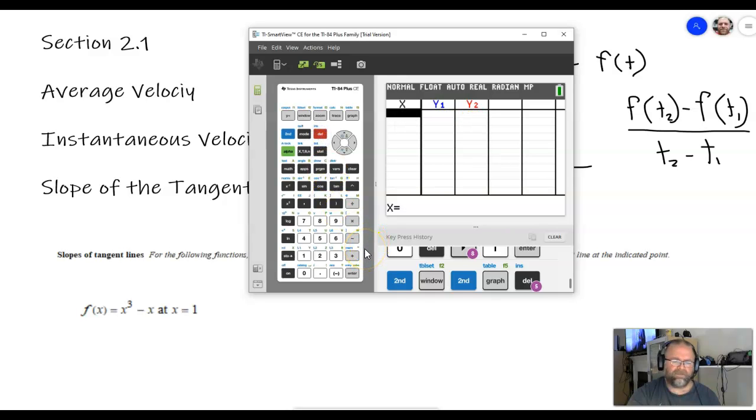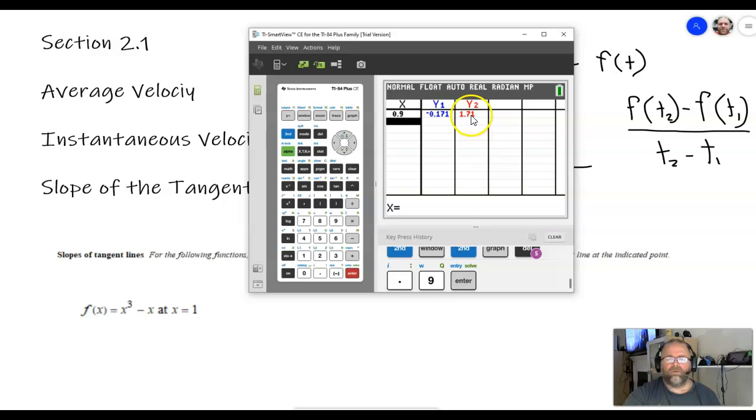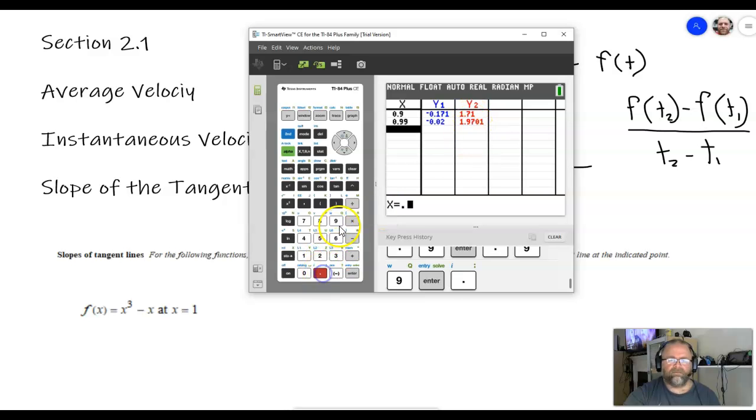Let's start from the left-hand side of 1. So that's less than 1. So if I do like a 0.9, I get 1.71. If I do a 0.99, I get, now this is actually closer to 2 than 1, but it's still positive. So here's my slopes here, because I put the slope formula in the y2 equation. And let's do 0.9999, like 4 of them. And we can see that this value is getting closer and closer to 2.